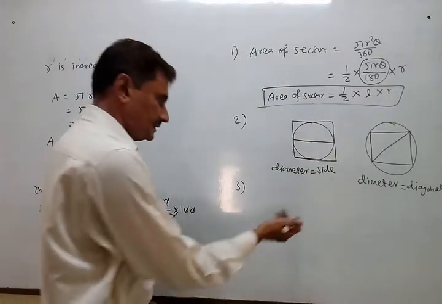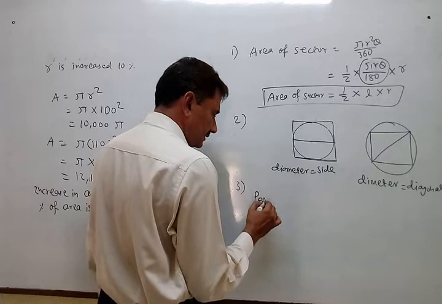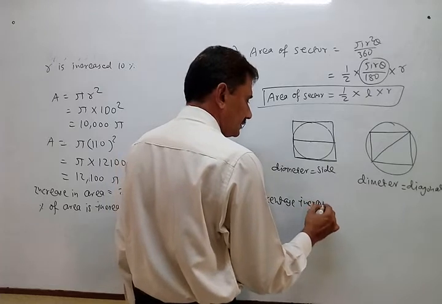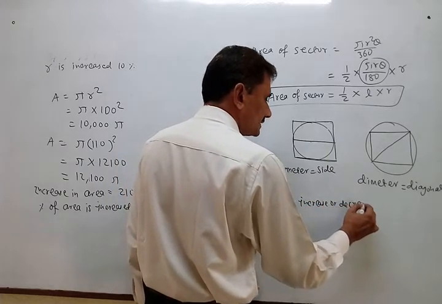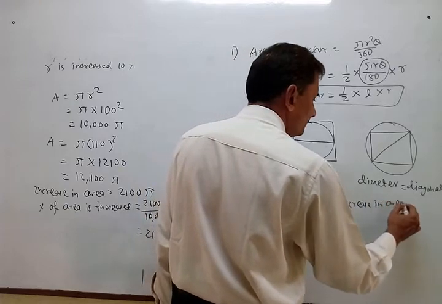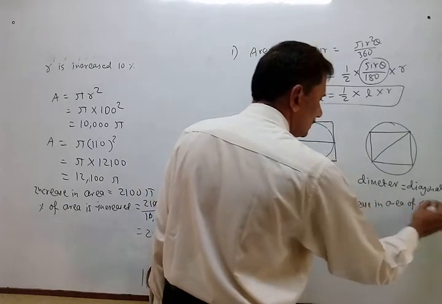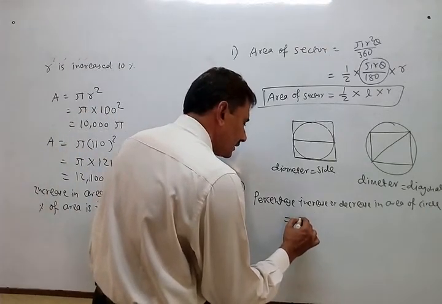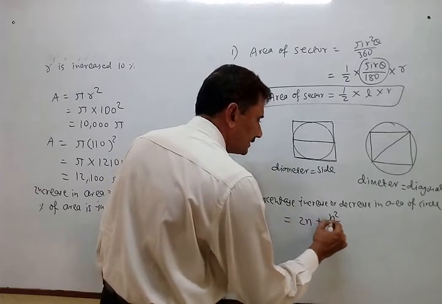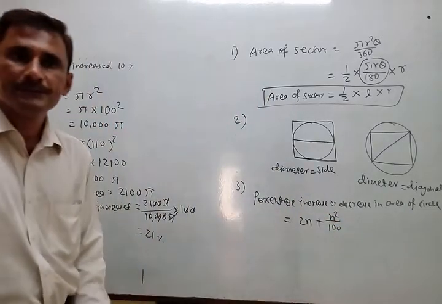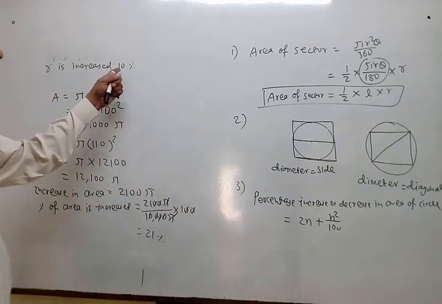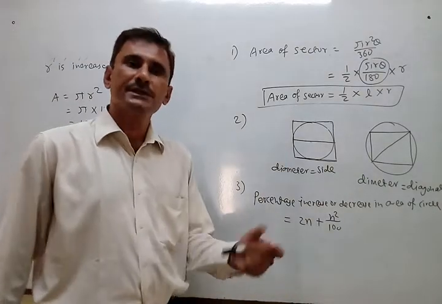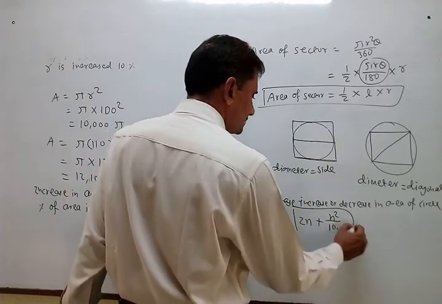That is this: percentage increase or decrease in area of circle is equal to 2n plus n square by 100. If it is minus, then it is a decrease. You remember this formula. What is n? N is the percentage increase in radius. So just remember this formula.